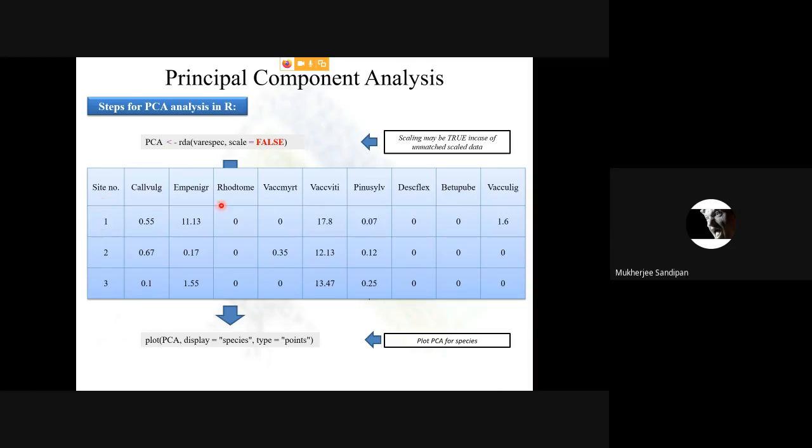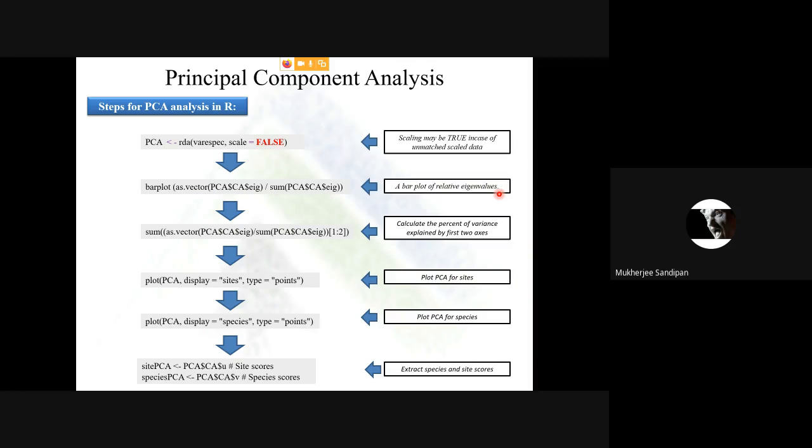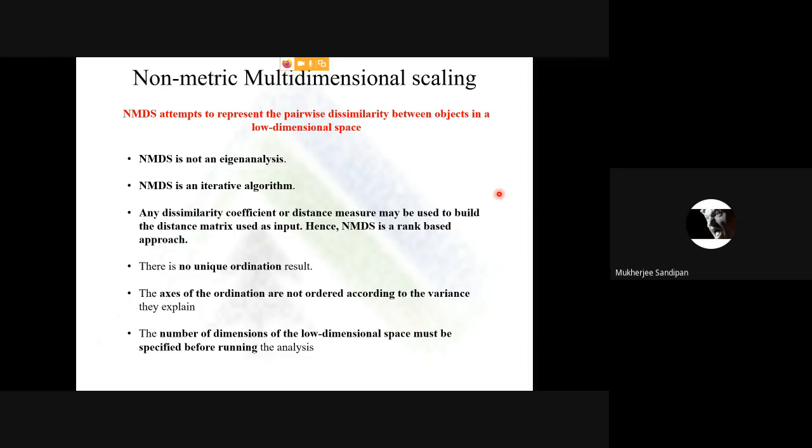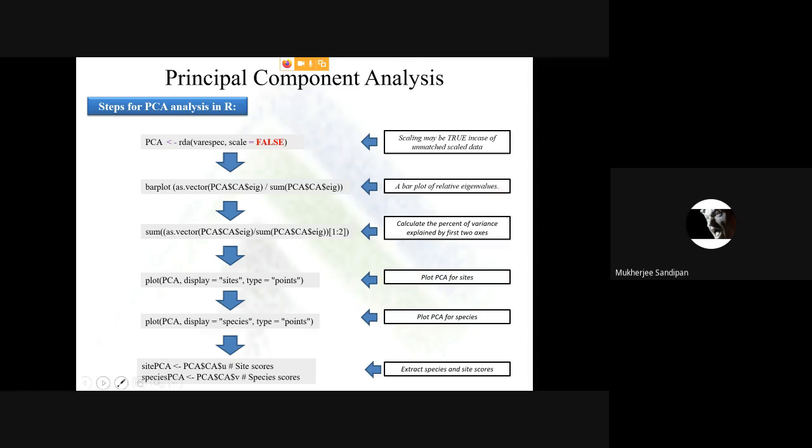So this is how your data actually looks like. For each site, these are the relative abundances, and these names are actually showing the number of species that is available. So once this calculation is done, you come up with your final plot, where species versus site plots are available. This is how you do PCA in R.